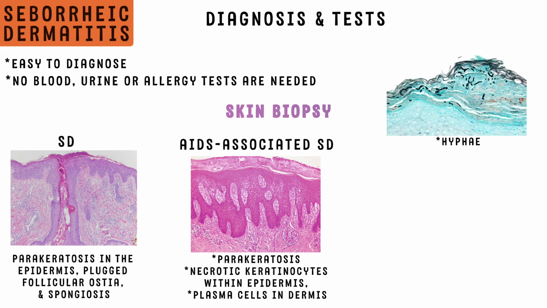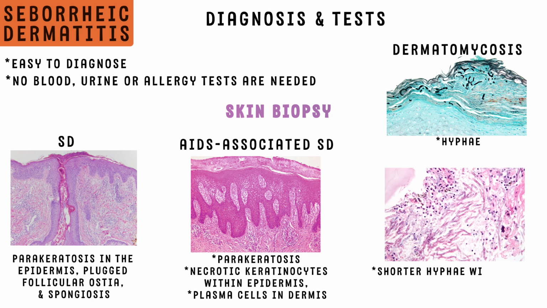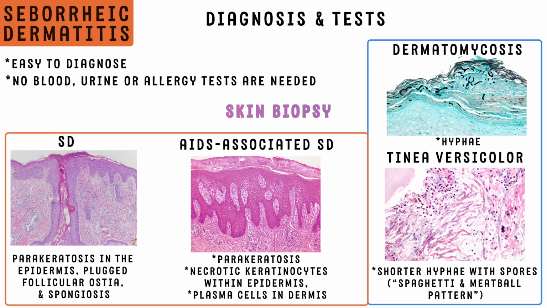If hyphae are present, dermatomycosis is the diagnosis. Shorter hyphae with spores, like a spaghetti and meatball pattern, are present with tinea versicolor.